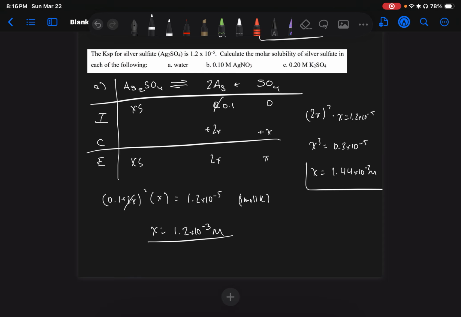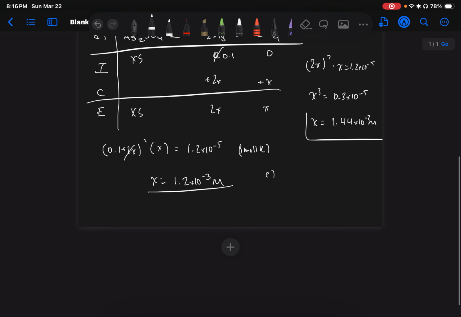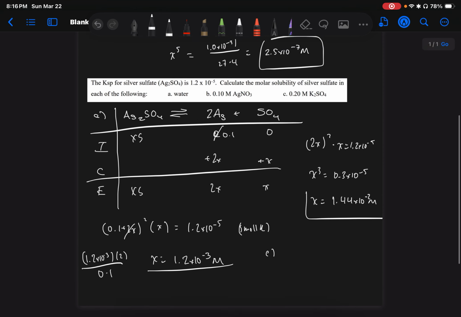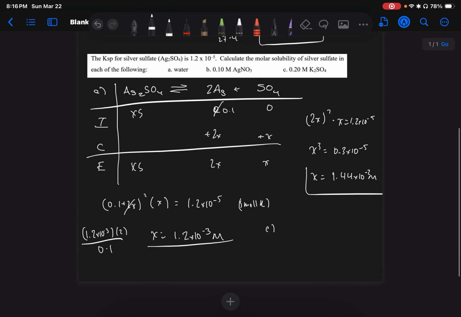Okay, that's easy. Now the 5% assumption rule. Okay, I guess we'll just do that as well. So it'll be 1.2 times 10 to the negative 3 times 2, divided by 0.1, multiplied by 100. We get 2.4%, less than 5%. So it's chill.